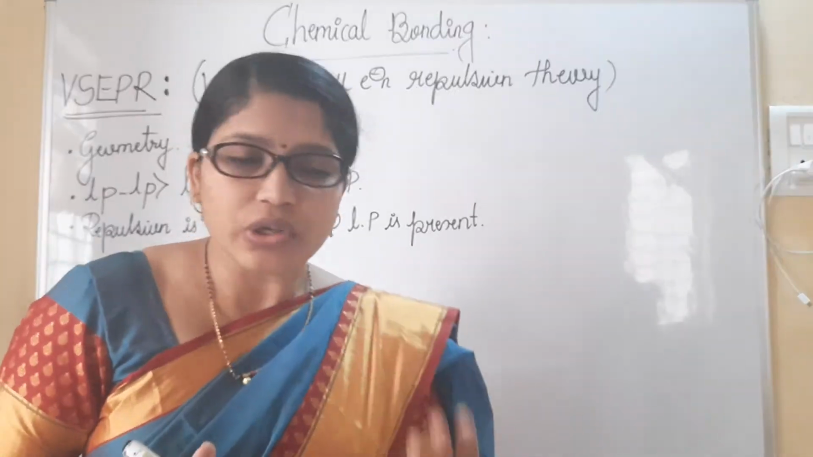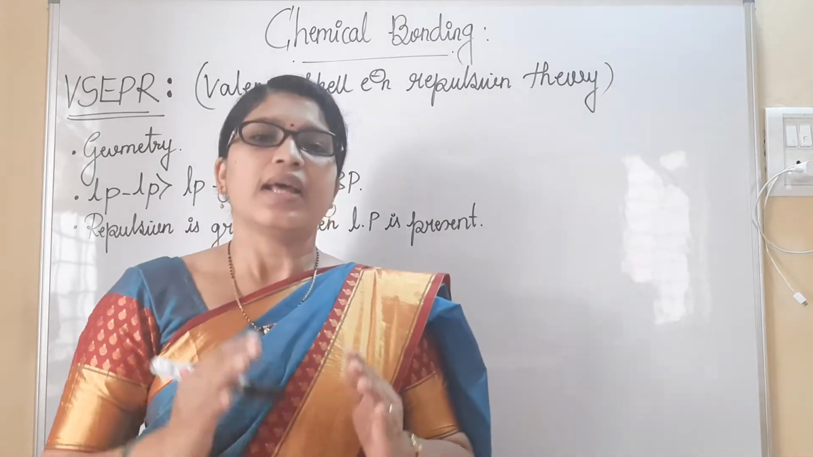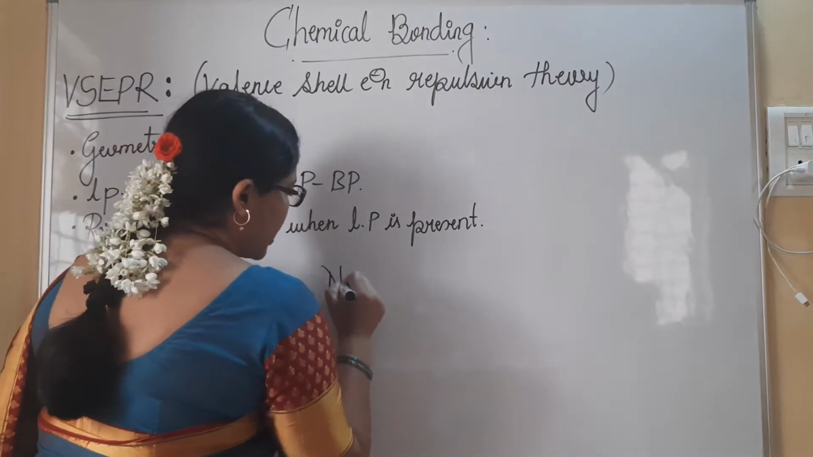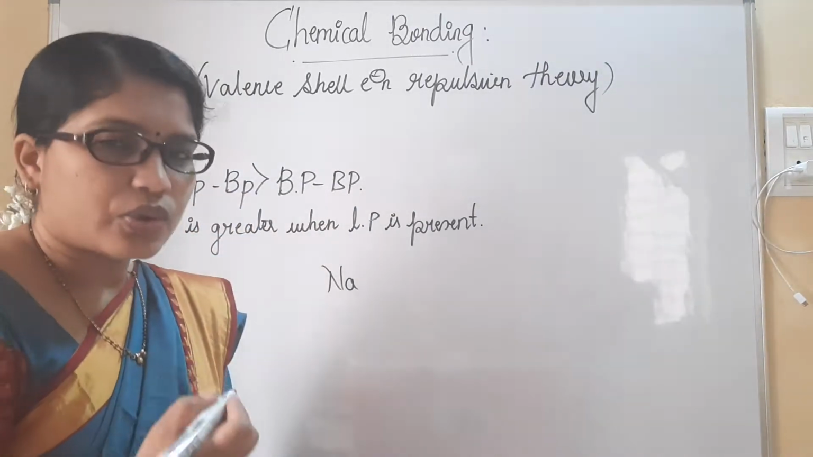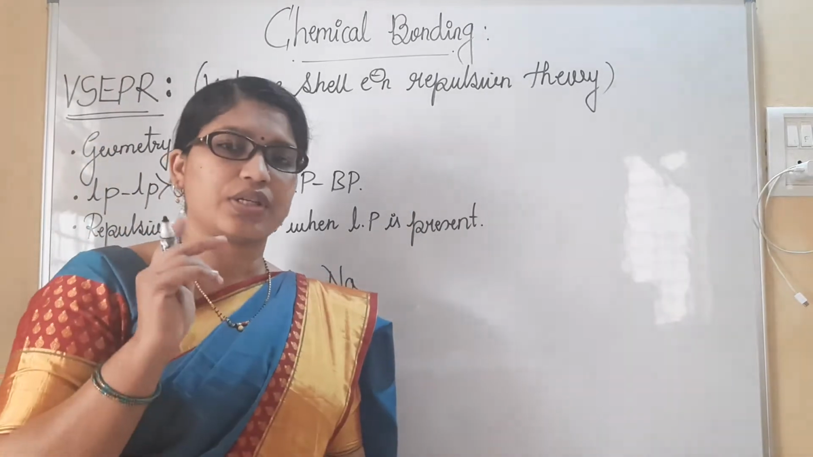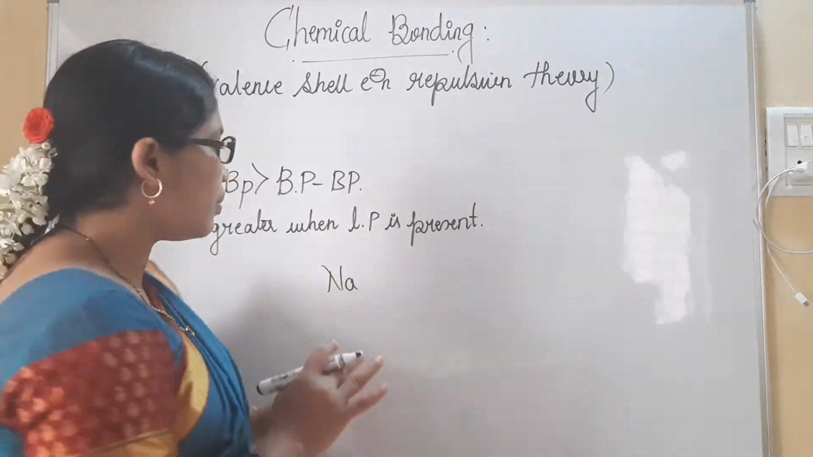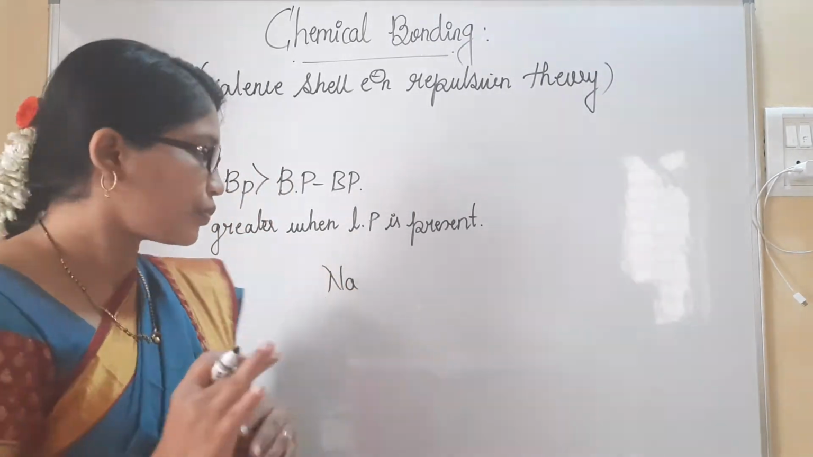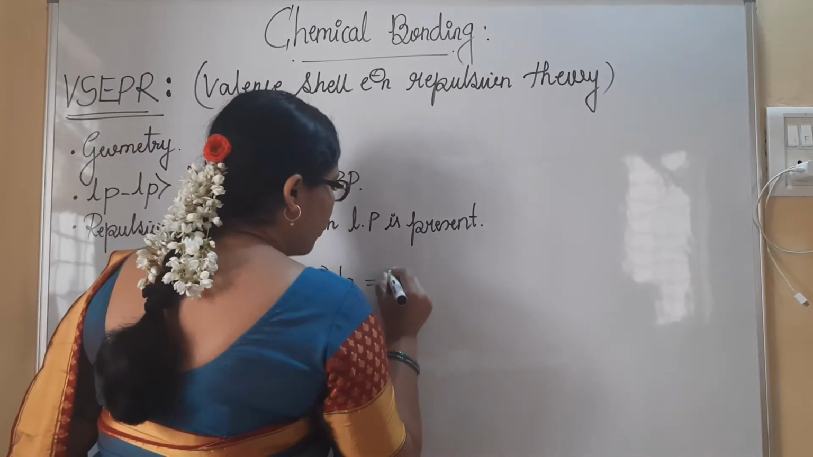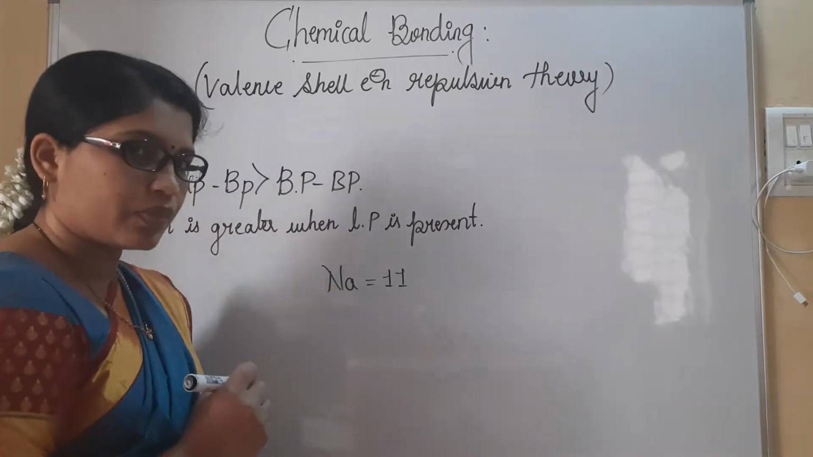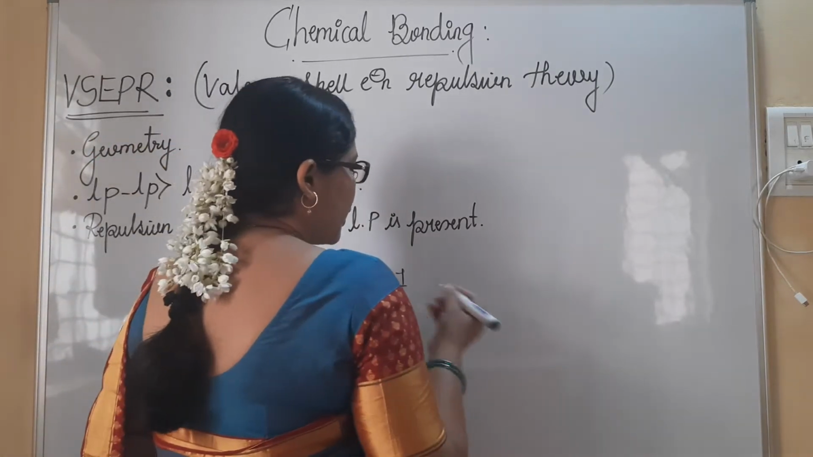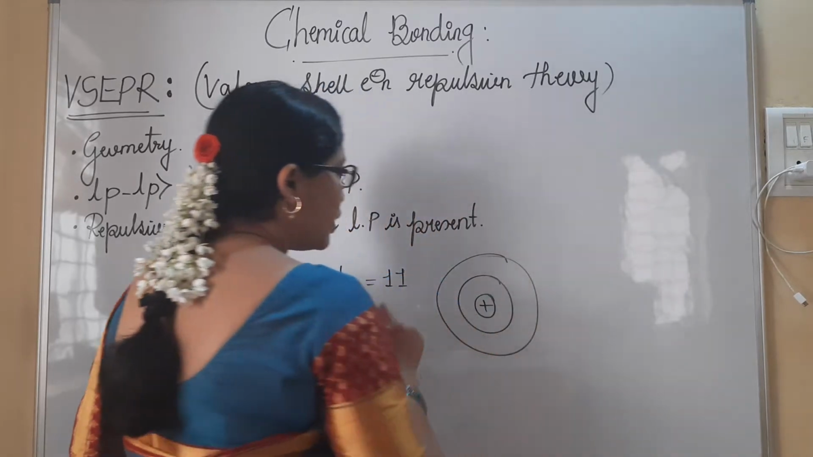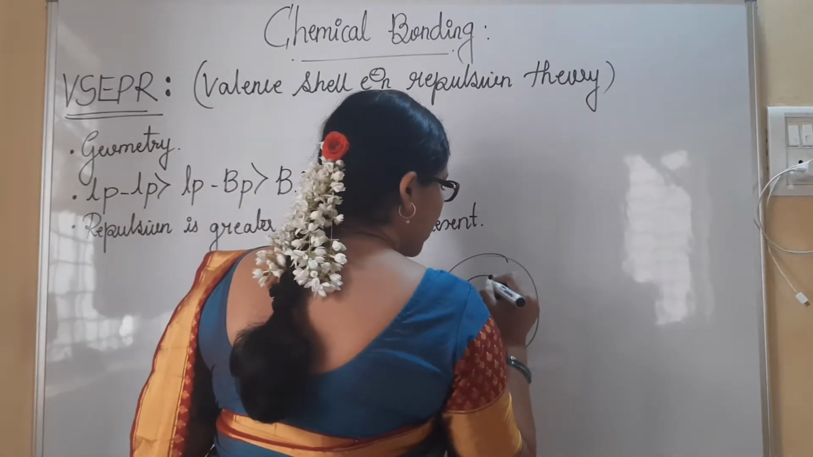For your more knowledge and for a clear explanation, let me consider one example. What example should I consider here? I should consider sodium. It is not necessary that we consider only sodium; any atom we can consider. I am telling you how to take the valence electrons. So when you consider sodium, we all know the atomic number is 11. Let us put the electrons in orbital format.